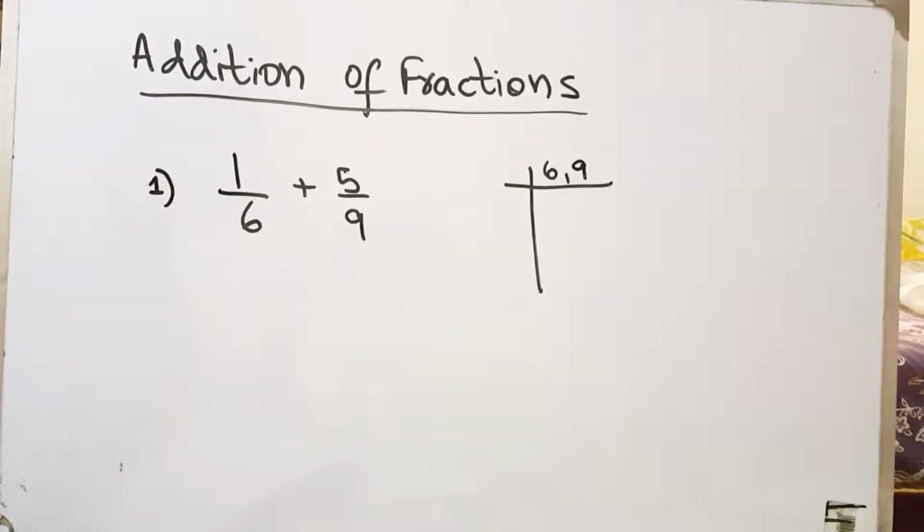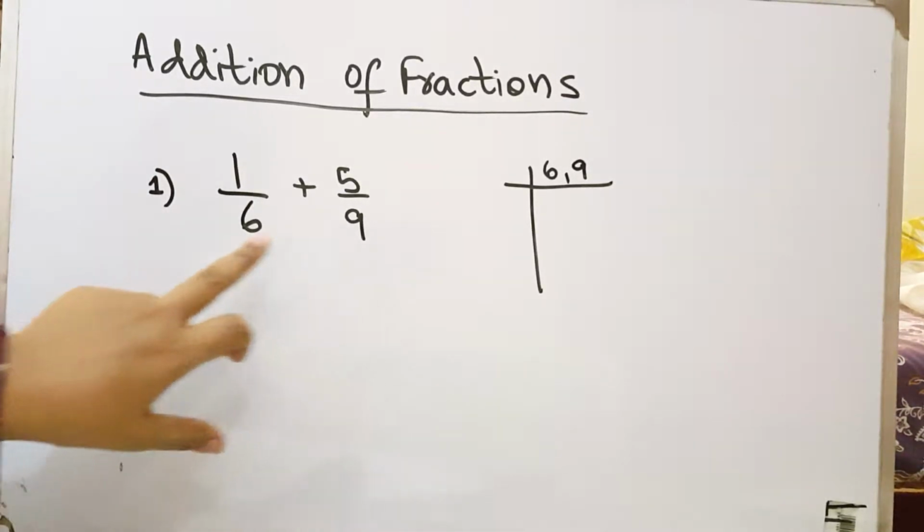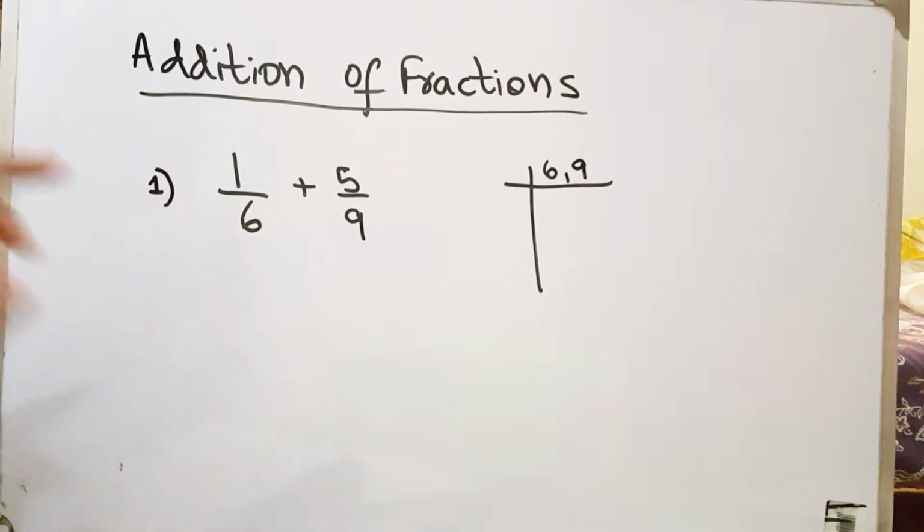Today we are learning addition of fractions. We have here in front of us an example that says 1 over 6 plus 5 over 9. We have to add these two fractions together. So whenever you have to add up fractions, you must have the denominator same.